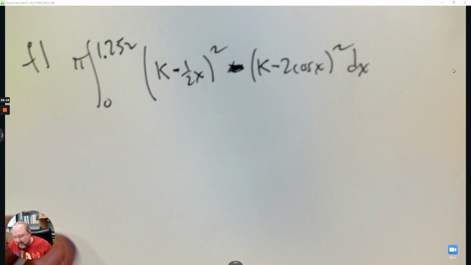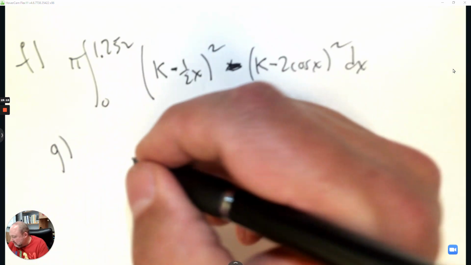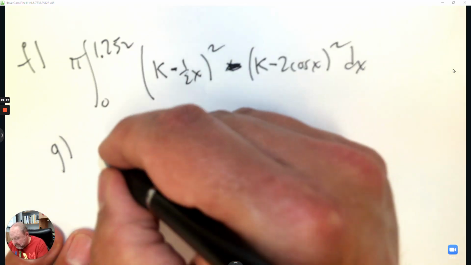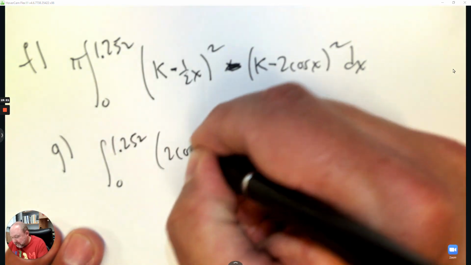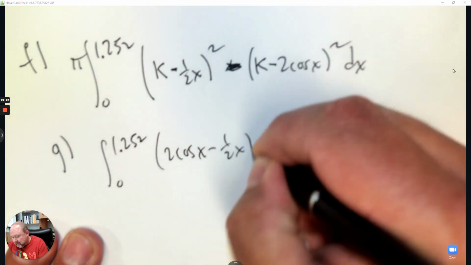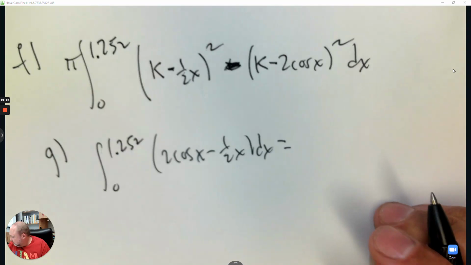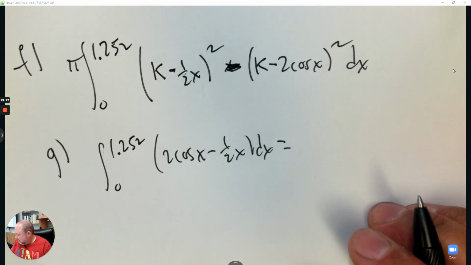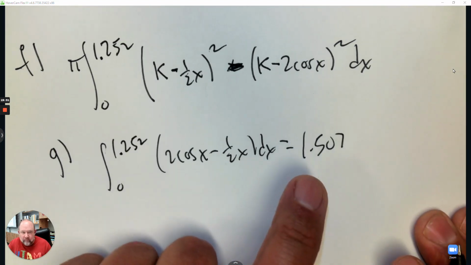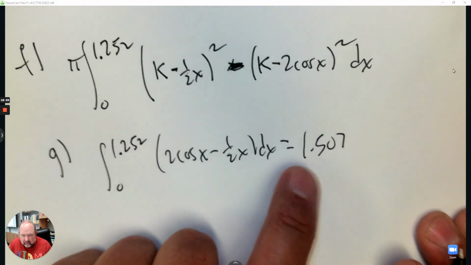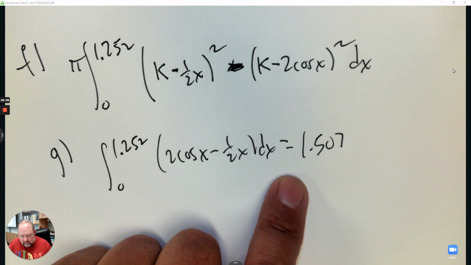G, find the actual area of R. So go back to part B. This is what I was going to do at the beginning. And actually find that area. And it's 1.507. You should always try with your calculator. Make sure you know how to use your calculator, not just copy my video.